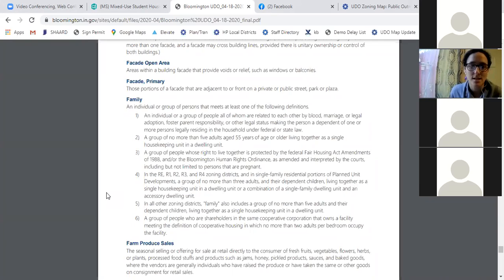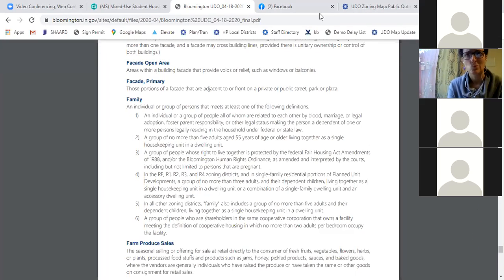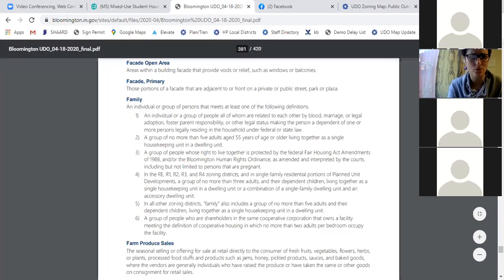And then you can see here under number 4, this is the traditional one that people refer to when talking about limiting student living in many of our detached dwelling unit areas of town. So in the R1 through R4, no more than 3 unrelated adults and their dependent children can live together. I think that answered the question. Was that the question, Ryan? I believe that answered the question. Yes. Okay. And then what was your other one?